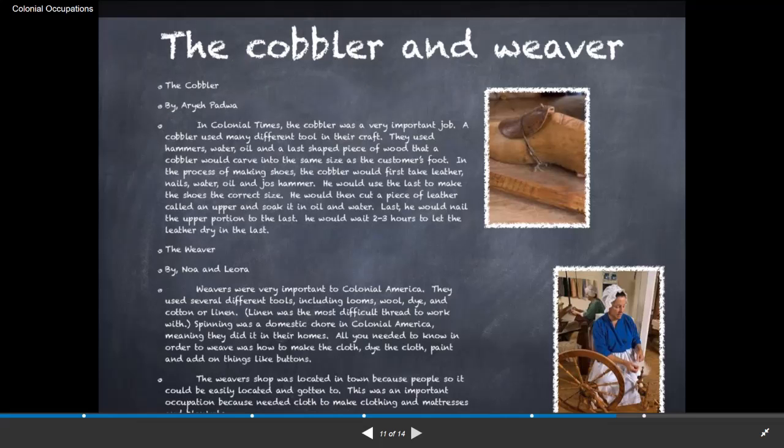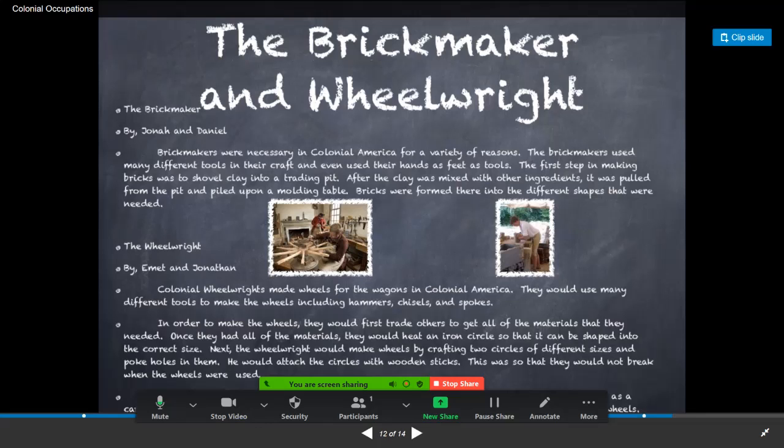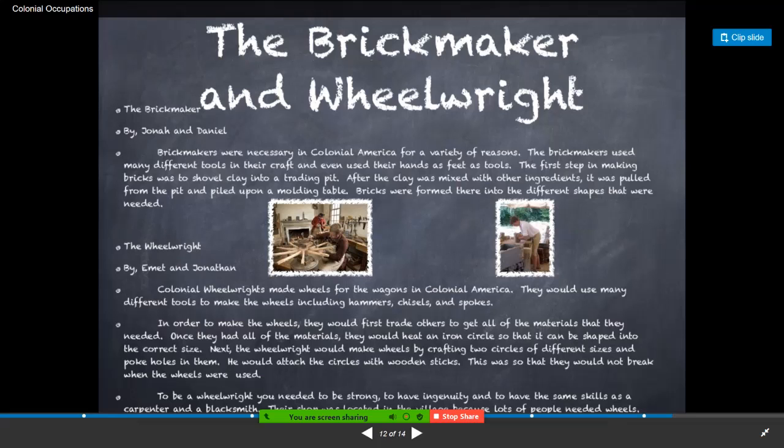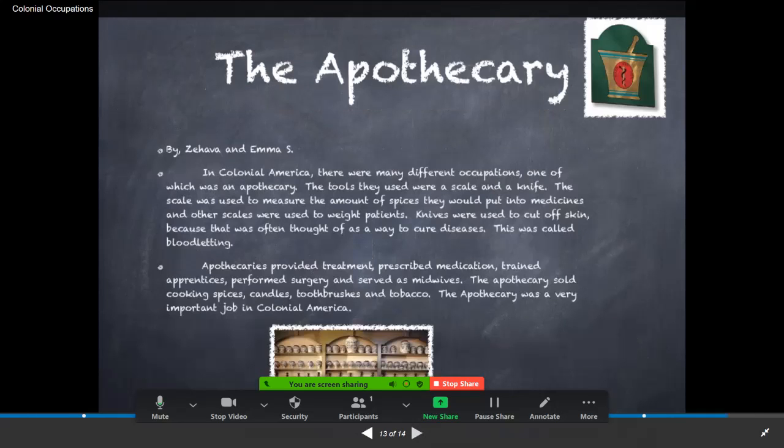The cobbler and the weaver, they would be able to shape wood, and you could do it as a shoe, for instance. The brick maker and wheelwright, someone's got to make wheels for the wagons, and bricks are becoming an increasingly used resource to build homes and buildings and factories, and even in some spots, roads.